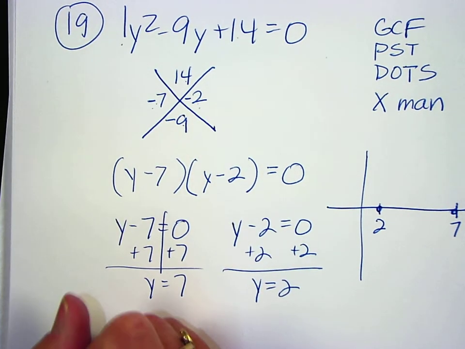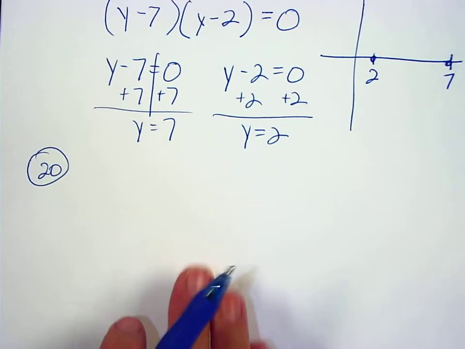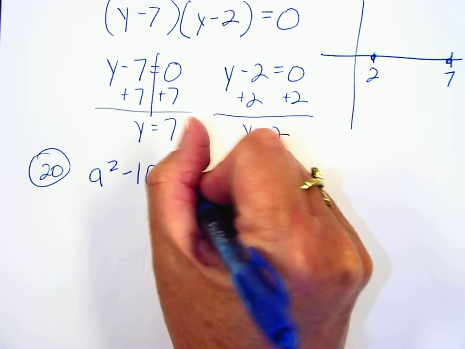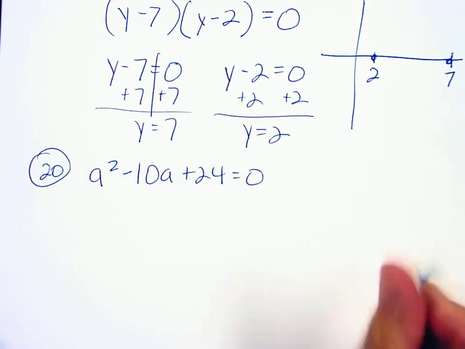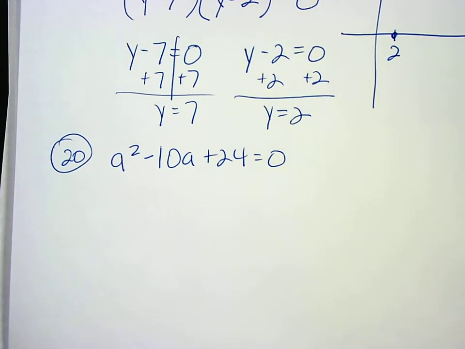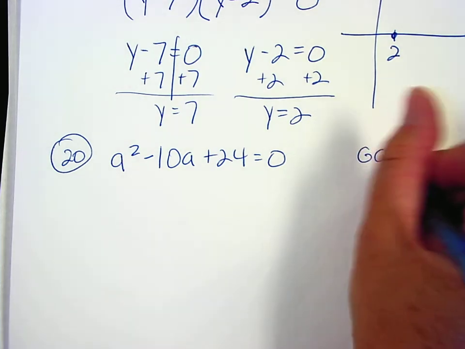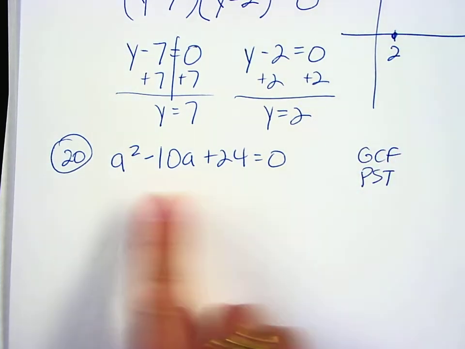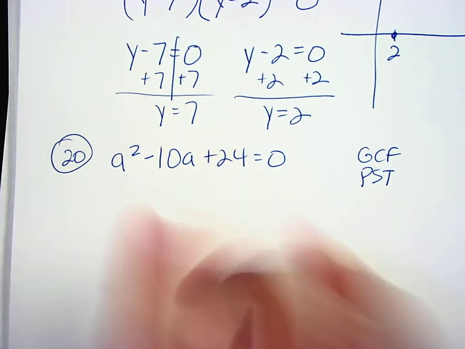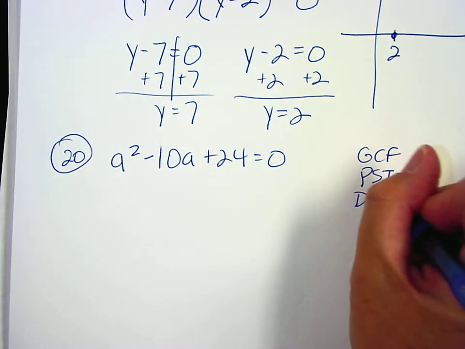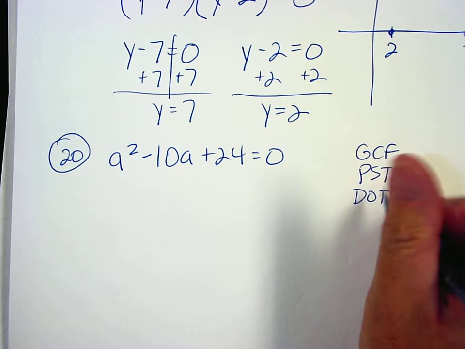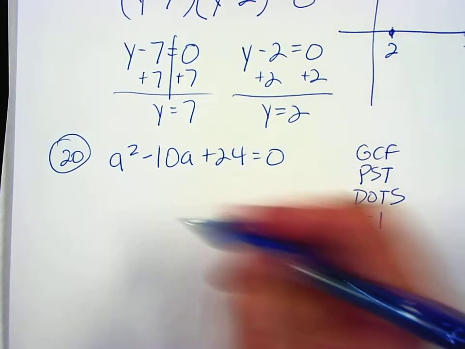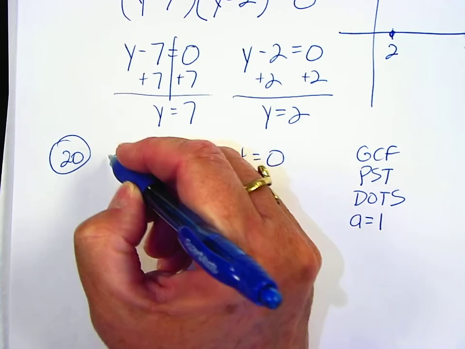And I'm going to do one more on this video, and it's number 20. And I'm going to get a squared minus 10a plus 24 equals 0. And I'm going to factor it, so I don't see a GCF, and it's not a perfect square trinomial. This is a square number, but this is not. It's not a difference of squares, not a binomial. The leading coefficient is 1, so I'm going to try regular old X-man.